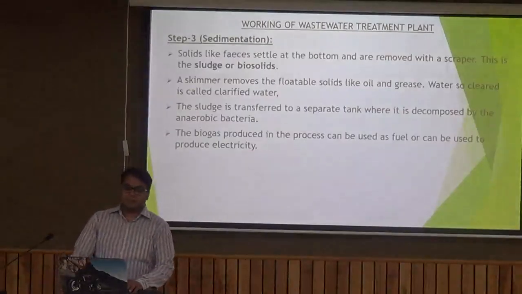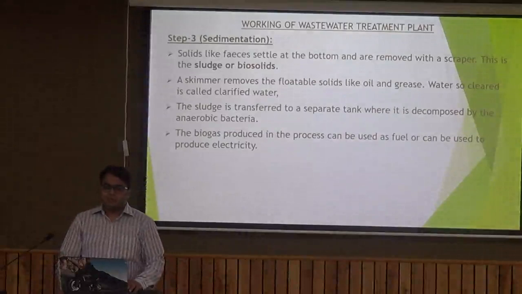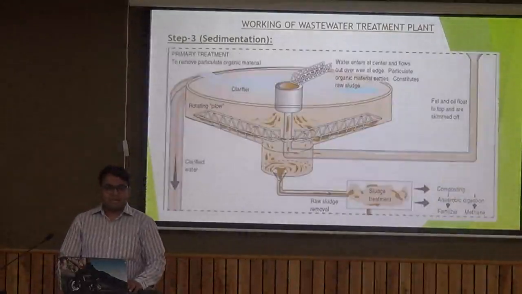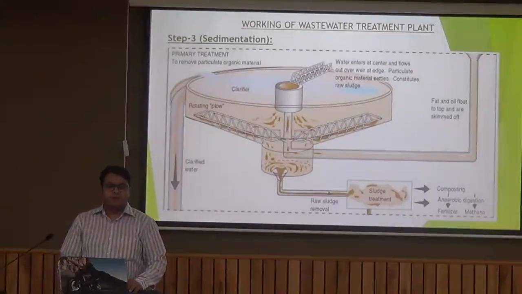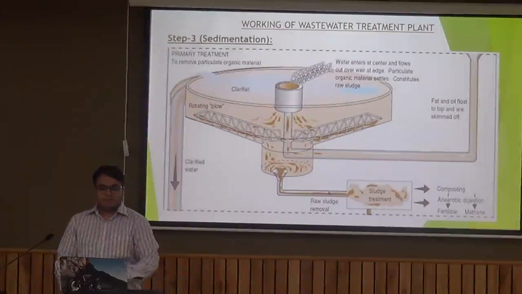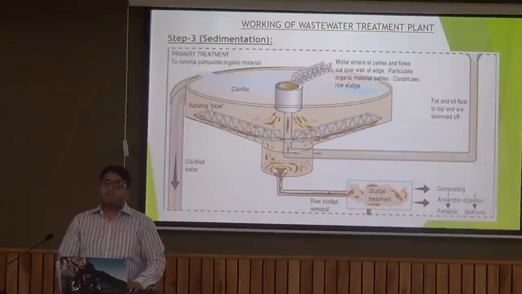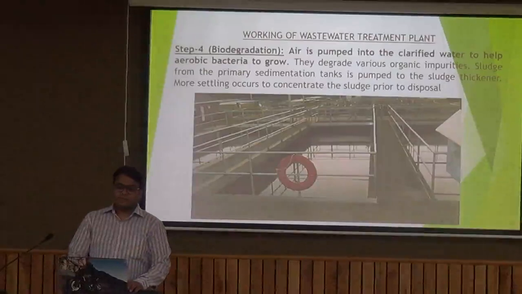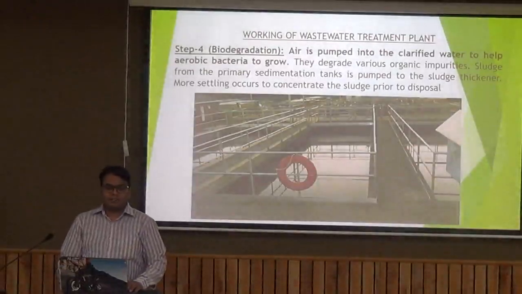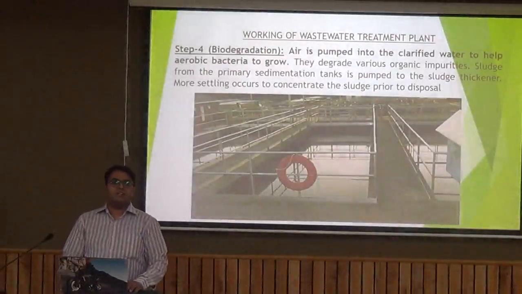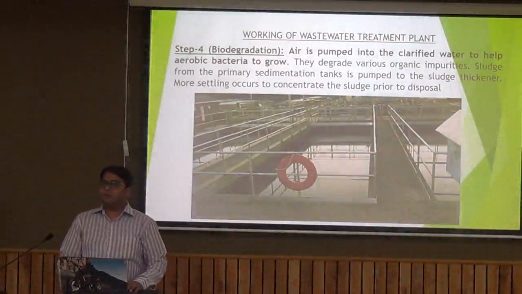Next is sedimentation, to remove sludge or biosolids. This is the diagram of a simple biosedimentation or sludge producing chamber, or a large size tank where this can be done. From the bottom, sludge is removed and is used for further disposal. Next is biodegradation or aeration, a large size tank in which bacteria are allowed to grow in the wastewater.